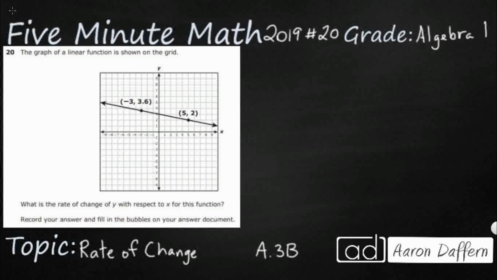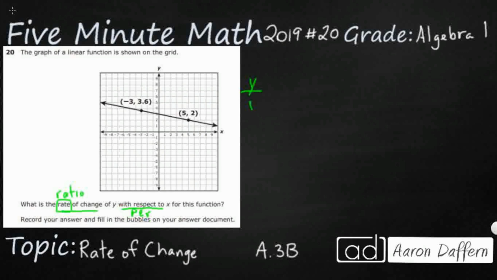So we have a graph here with a linear function being shown. Thankfully, they gave us 2 points already plotted out for us, and we're looking for the rate of change. The rate of change should remind us of the term ratio, because all rates can be viewed as ratios. With respect to is another way of saying per, and per also lets us know that we're looking for a ratio. So we're looking for the rate of change, the ratio of y per x, or y with respect to x.